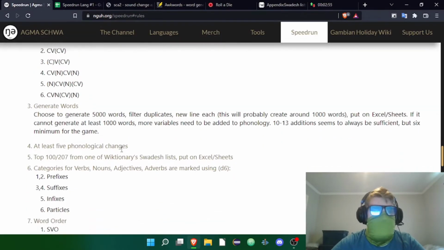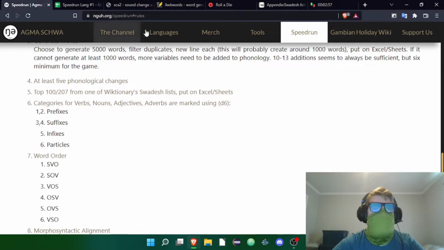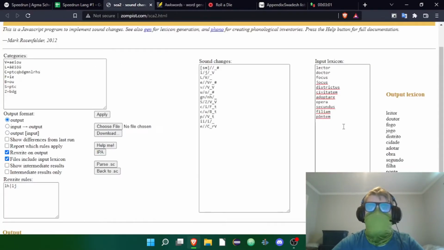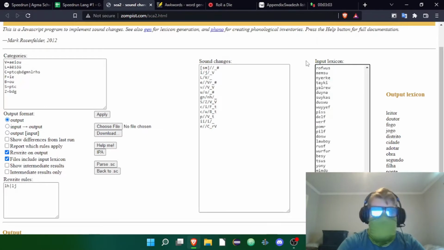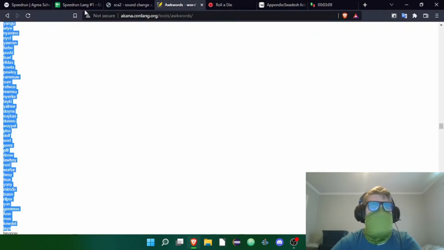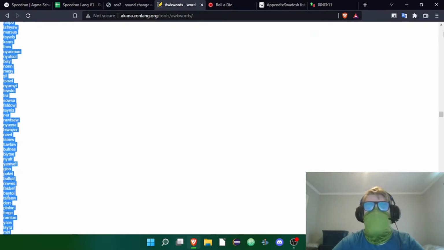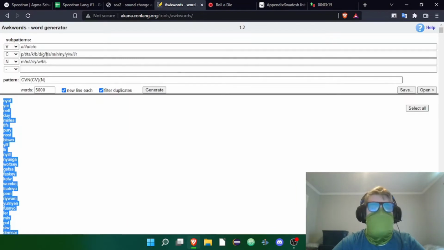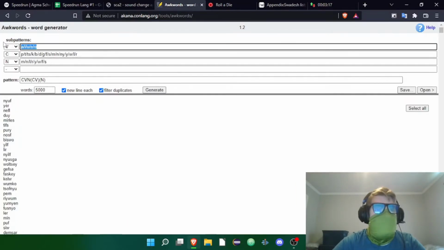Next, we've generated our words, and now we need some sound changes. So we're gonna plop these into the input lexicon, and then we're gonna get rid of these, and we're gonna get rid of these. Let's get our sound categories from awkwards. So here's our vowels.